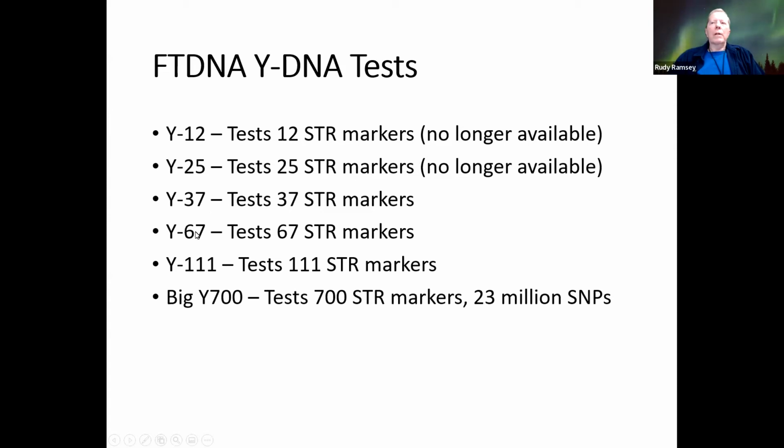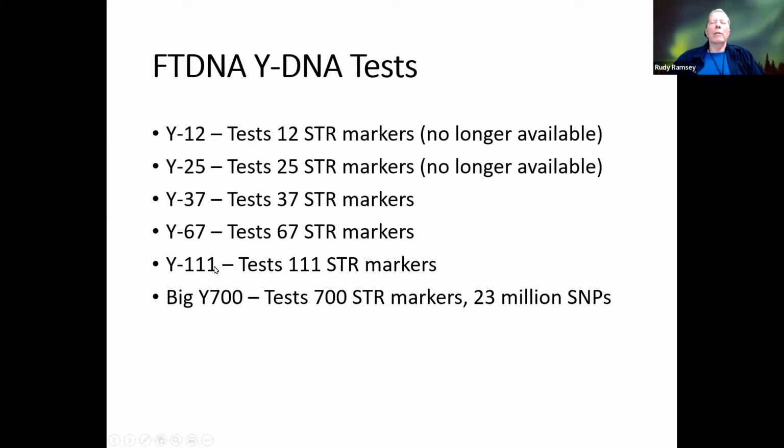So this Y67 test, for example, tests 67 of those places on which one person might have 8 repeats and another person 9 and another person 10 or whatever. This is the current best test if you're doing only short tandem repeat testing.